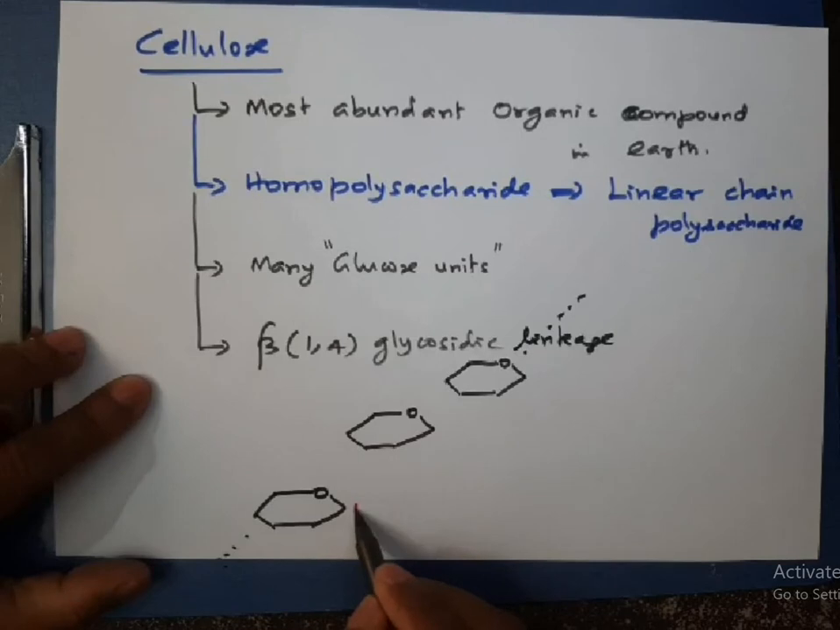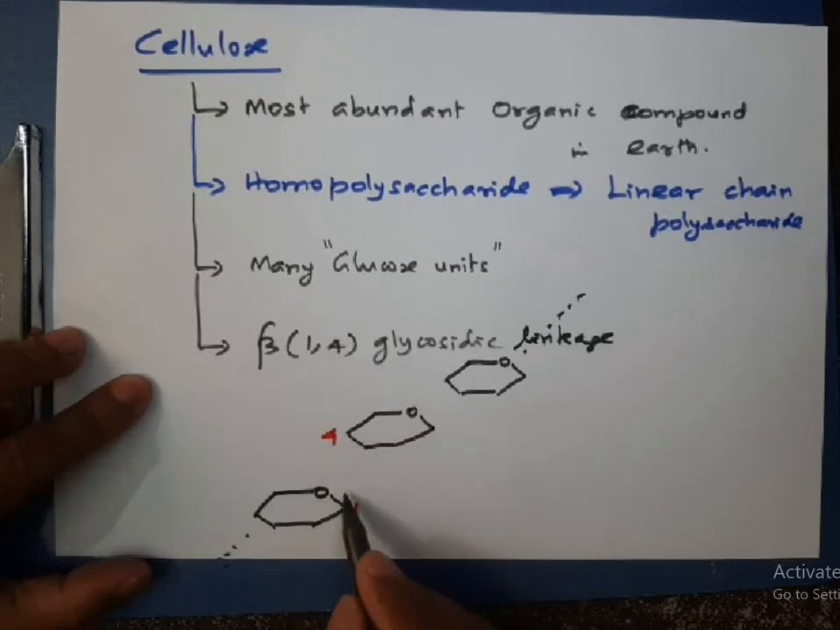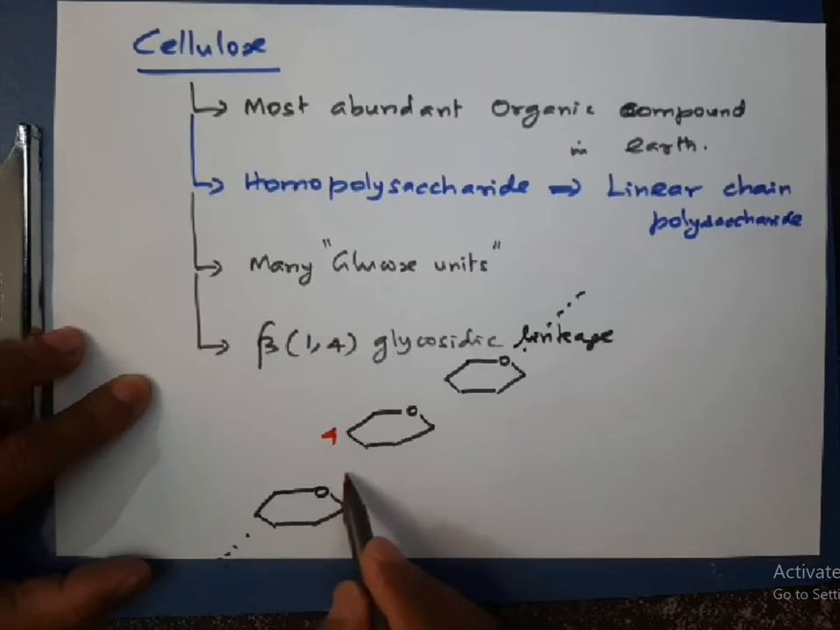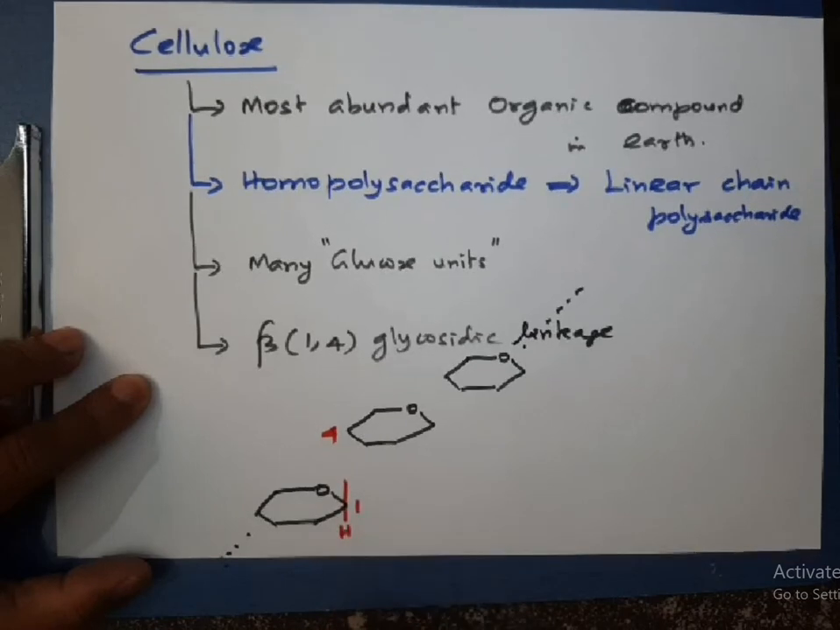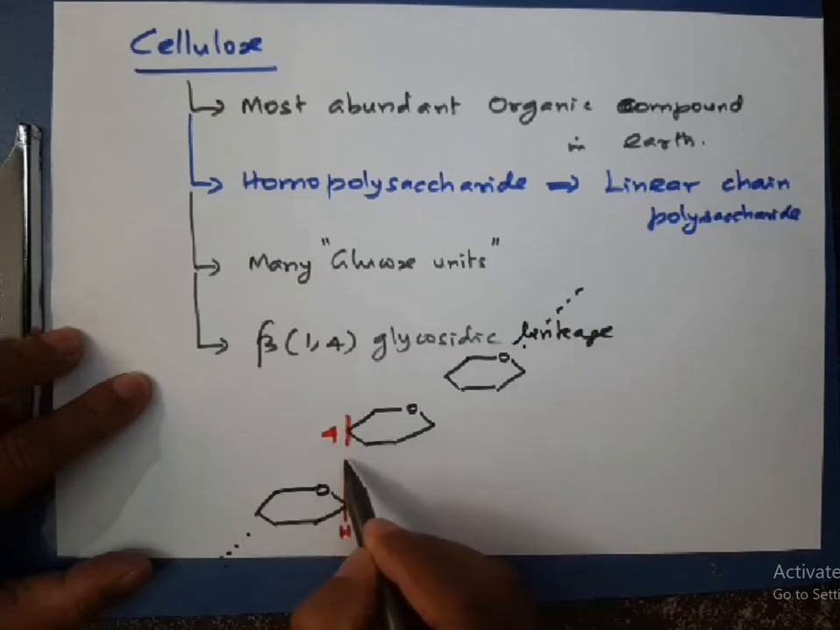This is carbon 1, this is carbon number 4. I'm going to connect. Here the OH group is above. So students, keep this in mind: hydrogen is below, OH group above. OH group above means it is beta. Okay, in carbon number 4, the OH group is below.